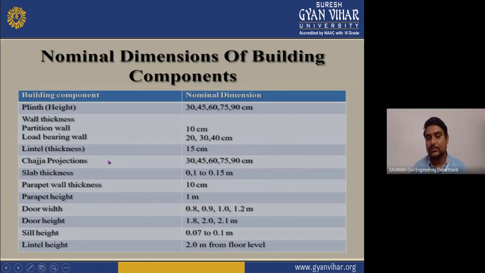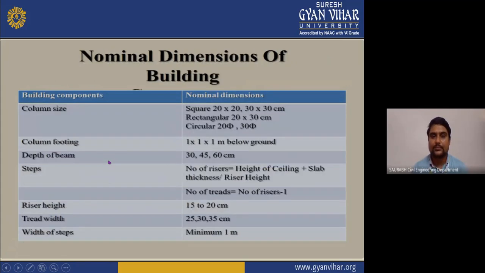The thickness of a slab should be 0.1 meter to 0.15 meter. Parapet wall thickness should be 10 centimeter and parapet height should be 1 meter. Door width will be between 0.8, 0.9, 1.0, 1.2 meter. Door height should be 2.0 and 2.1 meter. Sill height is also 0.7 to 1.0 meter. Lintel height is 2 meter from the floor level.